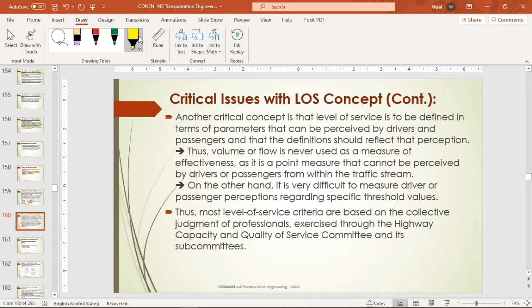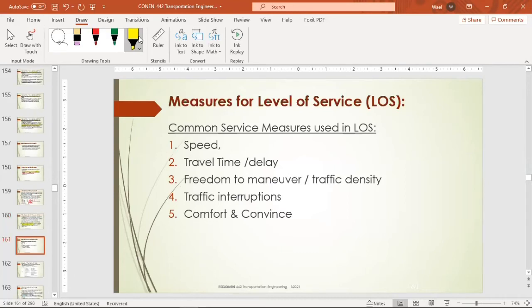So here, most level of service criteria are based on the collective judgment of professionals exercised through the Highway Capacity and Quality of Service Committee. So you need to have some public opinion into this. The common service measures used in level of service are basically speed, travel time, and delay. Freedom to maneuver, which is basically traffic density. When you have a dense flow, you cannot switch lanes easily, so your freedom to maneuver is limited. Traffic interruptions, comfort and convenience.